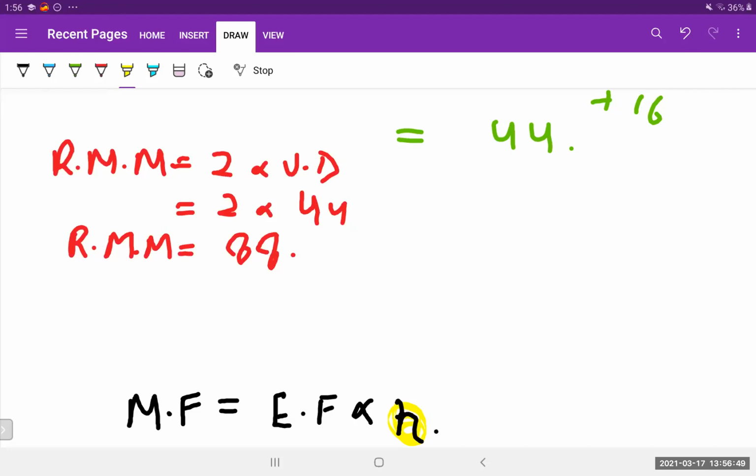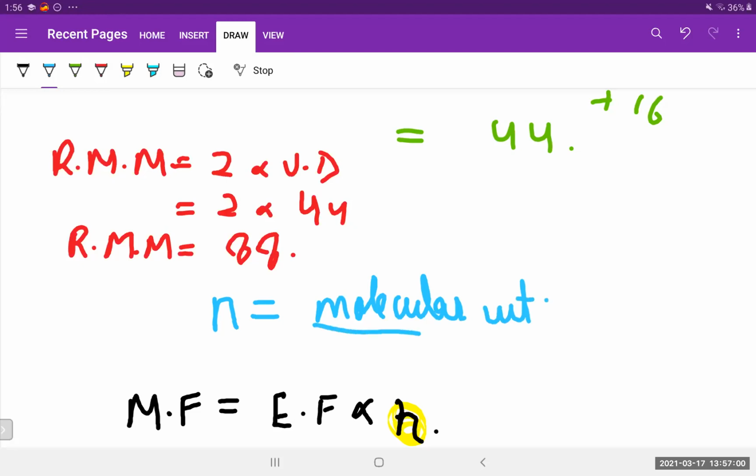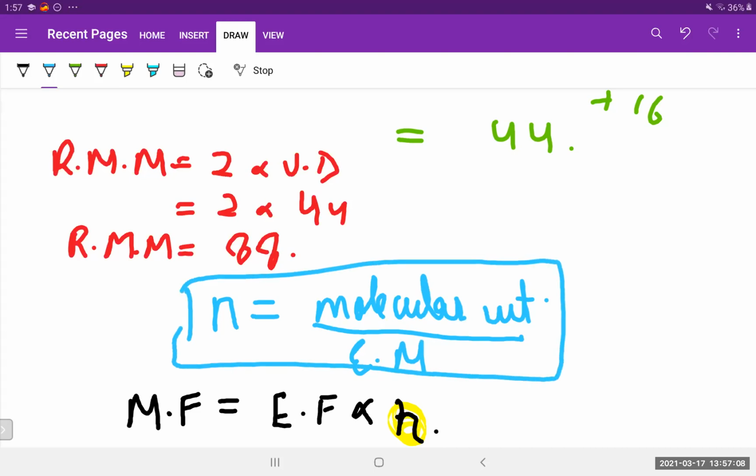So what is this N? All of this you have to just remember, nothing is conceptual. N is molecular weight upon empirical mass. This is the formula of N. Relative molecular mass is actually the molecular weight. Both are the same thing. The words are different, but it is the same thing.